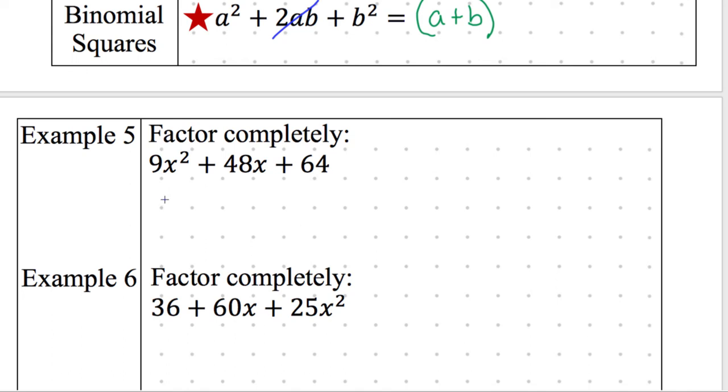Can I say it? Go for it, yeah. 3x plus 8 squared. 3x plus 8, that whole quantity squared. You have it. The end. Good job. And this came from 9x squared.